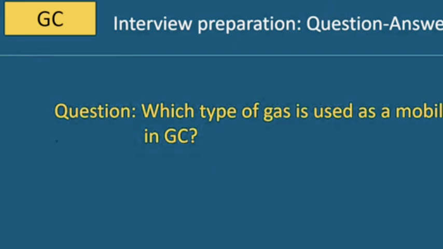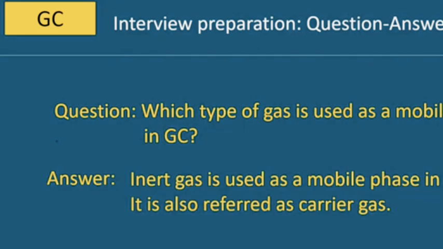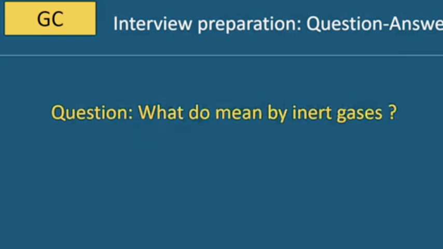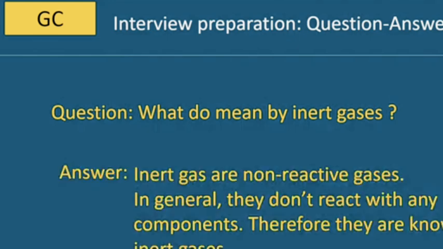Next question. Which type of gas is used as a mobile phase in gas chromatography? Inert gas is used as a mobile phase in gas chromatography. It is also referred to as carrier gas. What do you mean by inert gases? So inert gases are non-reactive gases. In general, they don't react with any components. Therefore, they are known as inert gases.